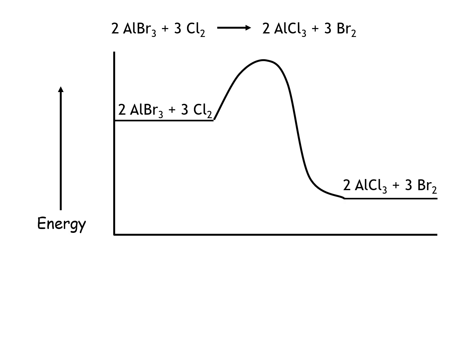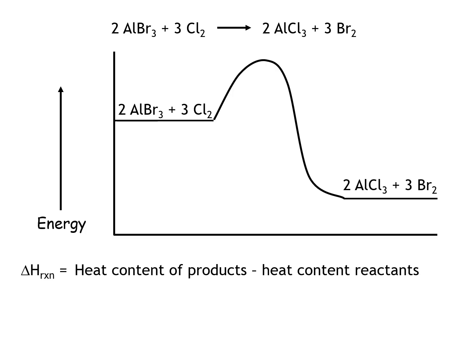So here we have a reaction energy diagram for the single replacement reaction between aluminum bromide and chlorine gas. If you remember back to the previous unit, we saw that if the products are at a lower energy level, we have an exothermic reaction. So we can find our heat of reaction by doing products minus reactants, and since it is negative, the reaction is exothermic.